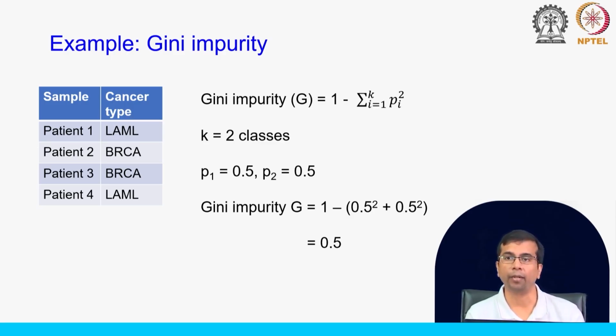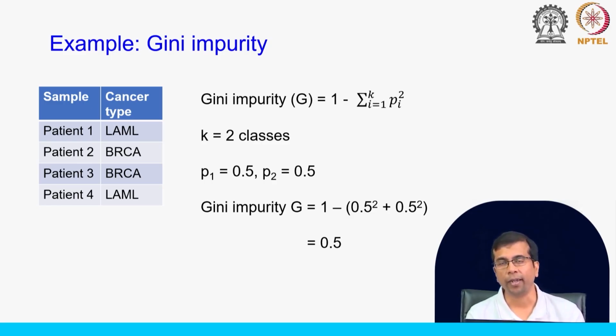Okay, so here we have 4 samples. Let us imagine patients 1 to 4, and we have the classification for different cancer types: LML, BRCA, BRCA and LML. So 2 samples belong to the LML class and 2 samples belong to the BRCA class. We have to calculate Gini impurity for this data. So k equals 2 classes, since we have 2 cancer types. We have an equal number of samples of each class, so the probability is 0.5, 0.5. P1 is 0.5, P2 is 0.5.